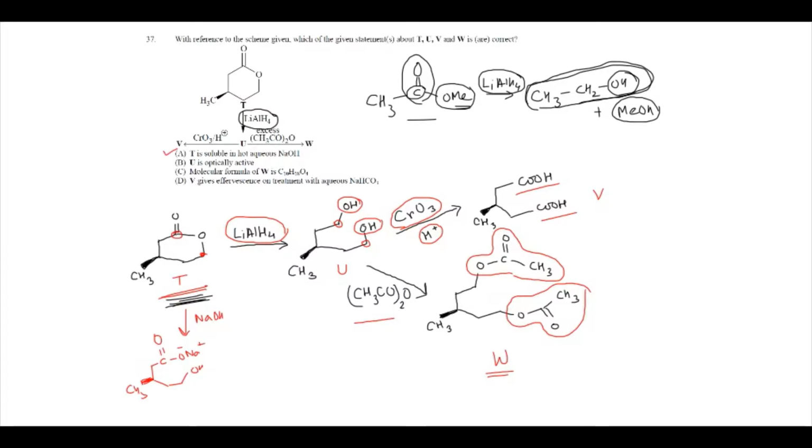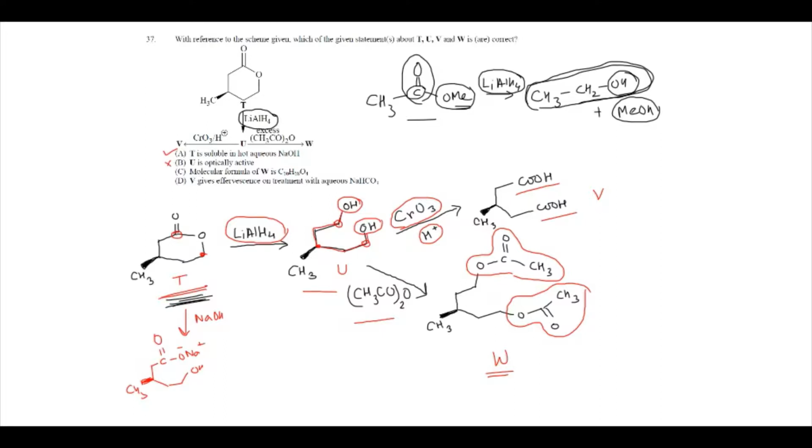What about option B? U is optically active. So let us check the structure of U. We can see that it is not optically active because the central carbon is not chiral, nor is any other carbon in this system, because this is a symmetric molecule. Here you can see this central carbon has 2 CH2OH groups in both hands. That means it is symmetric. So option B is not correct.